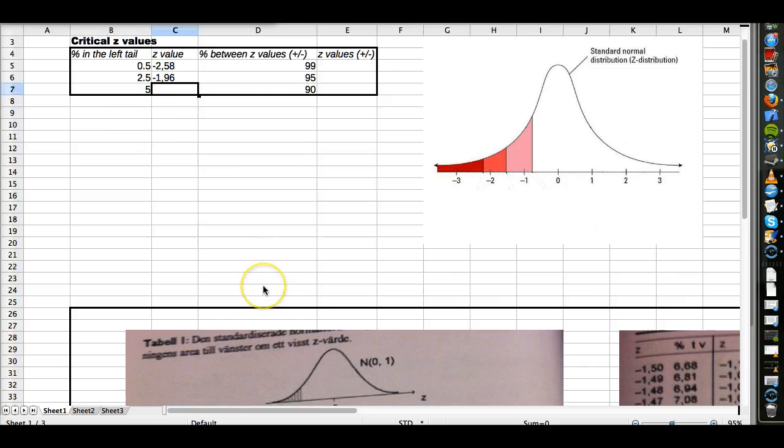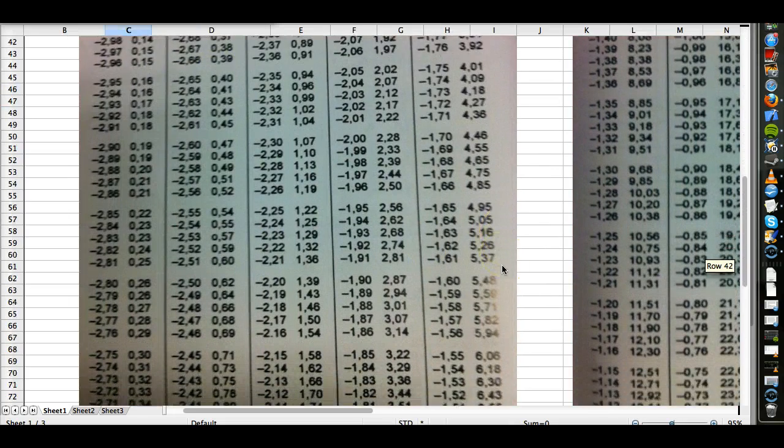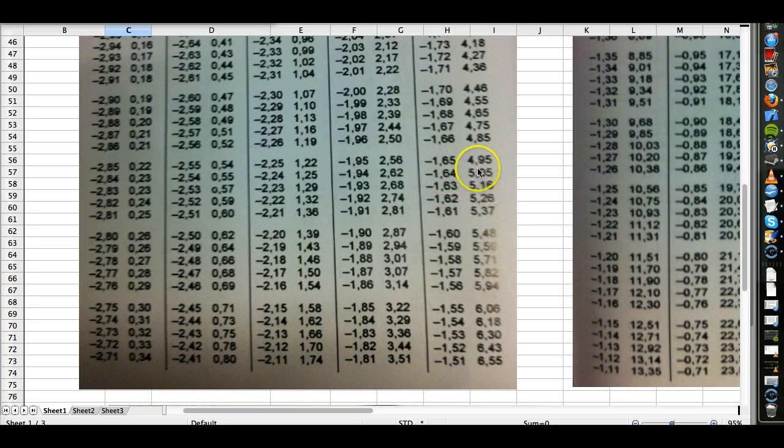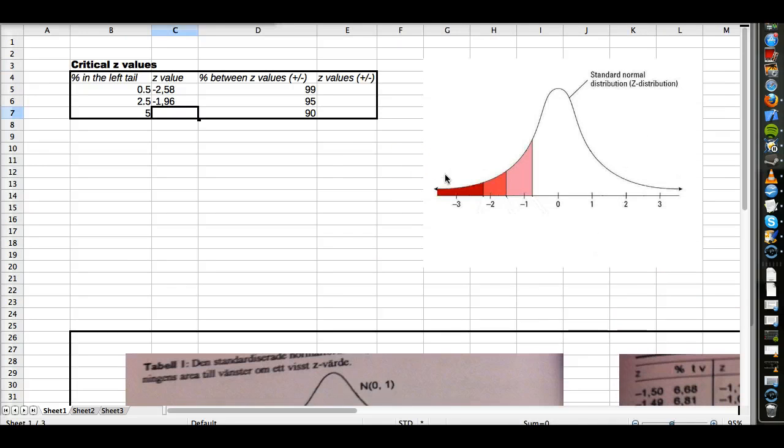And for 5% then, same procedure. I'm looking here. 5%, well that should be somewhere around in between these. I'm going to choose -1.64 in this case. So I go back to it and just write -1.64.